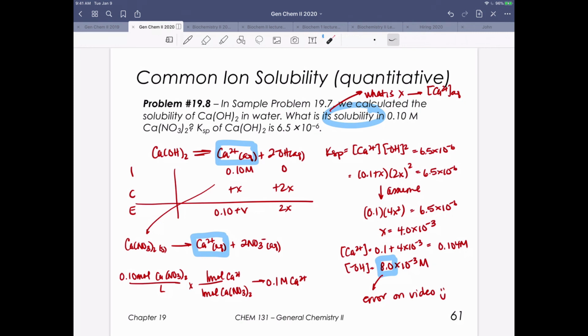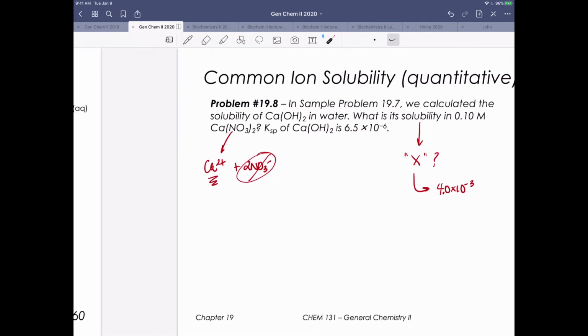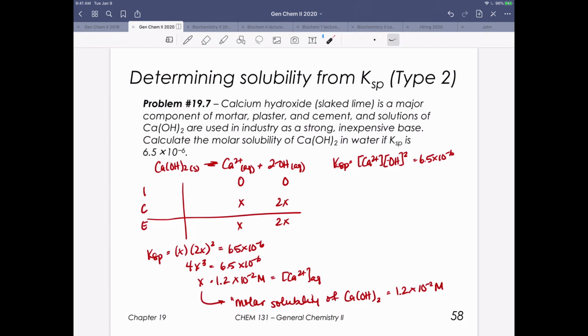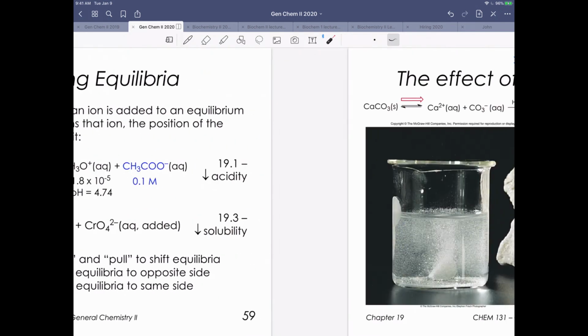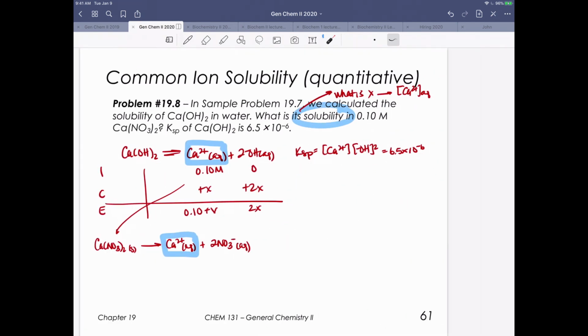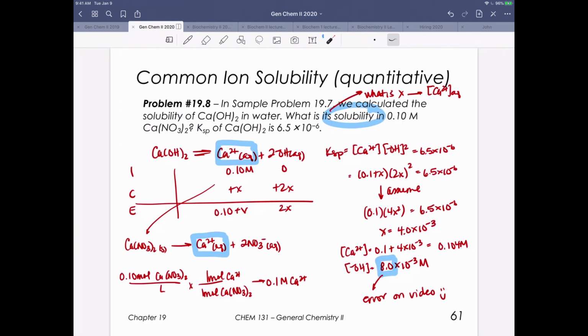I just want to flip back for a second and highlight 4 times 10 to the minus 3rd. If we flip back here, 1.2 times 10 to the minus 2nd. We got a smaller number, which is what we predicted. We predicted that the solubility would go down, and that is absolutely what happened here. Solubility went down. The rest of this problem just goes through and says, what if we wanted to actually calculate what those solubilities were? We would just put those values of x in to calculate what the calcium and then hydroxide concentrations were.